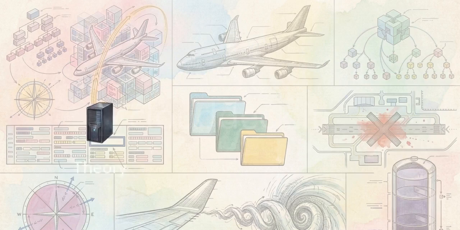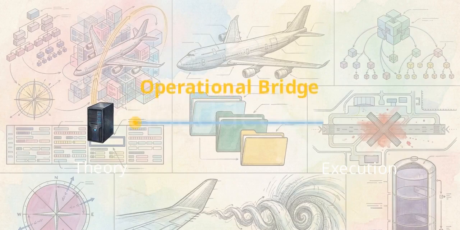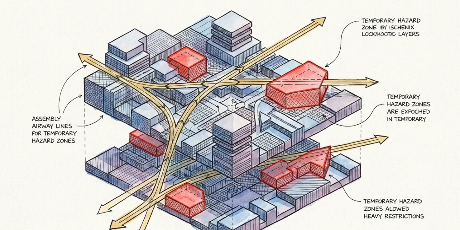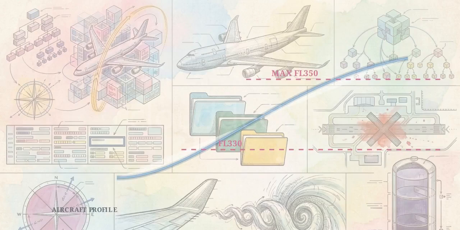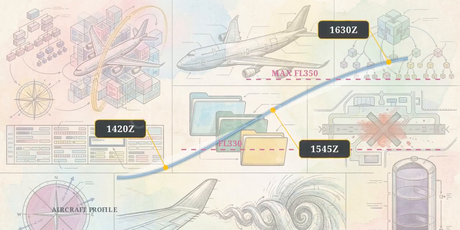The process that bridges the gap between theoretical data and real-time cockpit execution is called aeronautical information synthesis. It is the rigorous translation of global infrastructure geometry, temporary regional hazards, and the physical limits of the aircraft into a precise, executable four-dimensional trajectory.